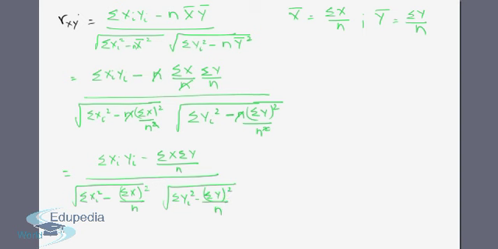Further, multiply both the numerator and the denominator by n. We know that if we multiply both the numerator and the denominator by n, it's not going to change.